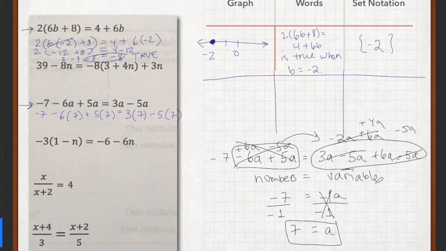So the first step of checking your answer is plugging in 7 for all the instances where you see a. And then we're going to simplify by doing our multiplication or any kind of division that is happening first, and then adding or subtracting.